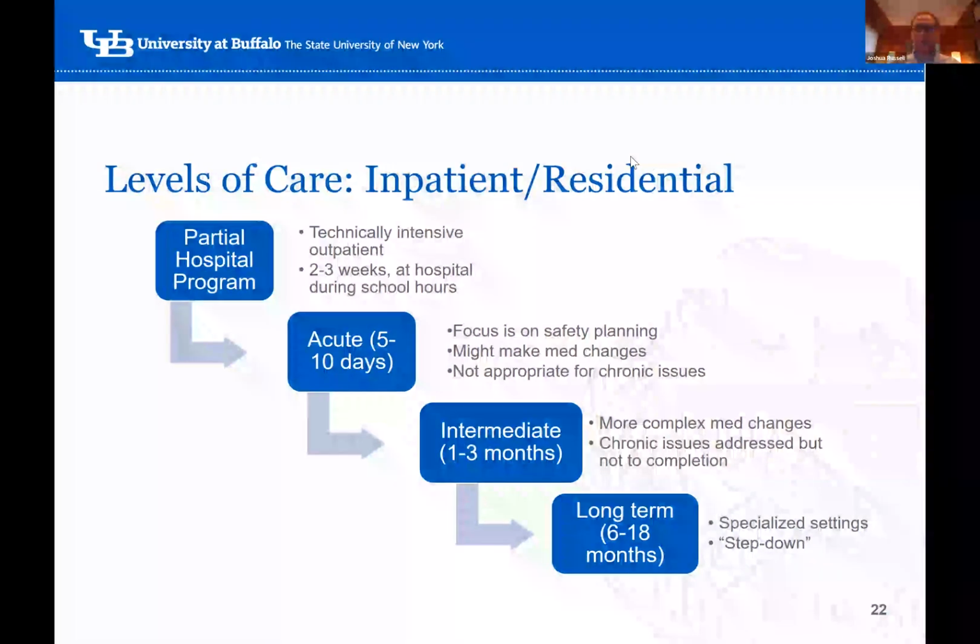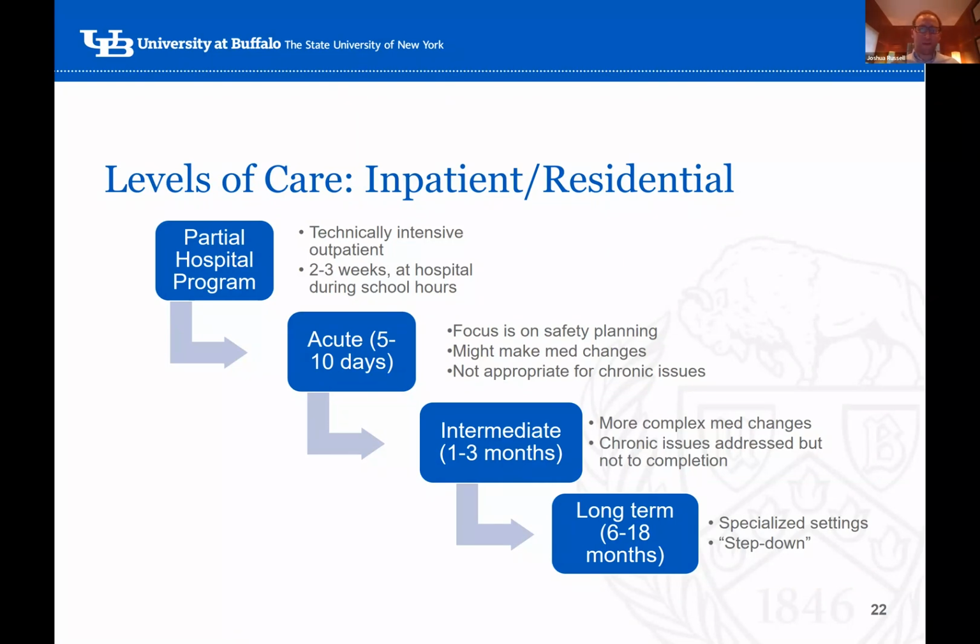Now, even though they will address complex chronic issues, the time frame is still often not sufficient to get all the way to completion. So kids will leave this hospital and there may still be some issues going on. And oftentimes the hospital will make the decision to refer a child to a step-down program or to a longer level of care, which is what we call long-term. And that's a stay of about 6 to 18 months. And this would happen in a place called a residential treatment facility.